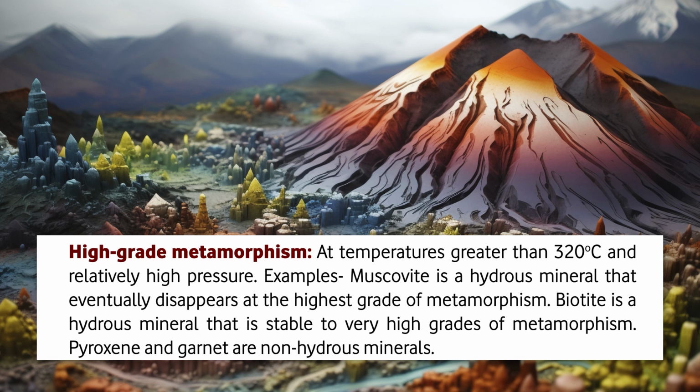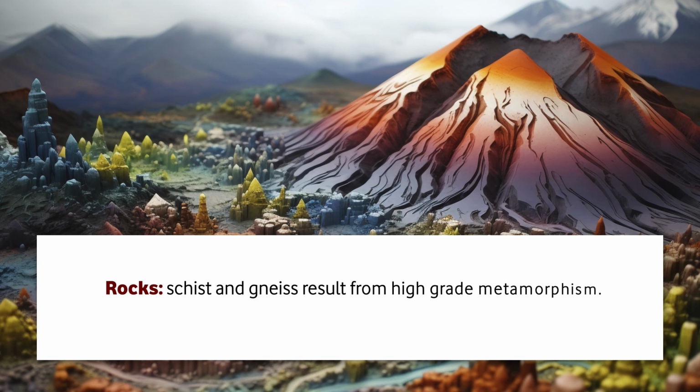High grade metamorphism occurs at temperatures greater than 320 degrees centigrade and relatively high pressure. The examples include muscovite, a hydrous mineral that eventually disappears at the highest grade of metamorphism. Biotite is a hydrous mineral that is stable to very high grades of metamorphism. Pyroxene and garnet are non-hydrous minerals. The rocks formed, schist and gneiss, result from high grade metamorphism.